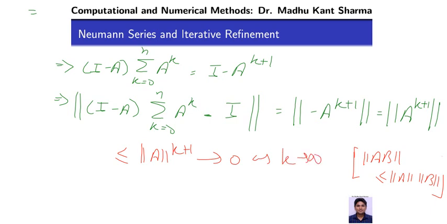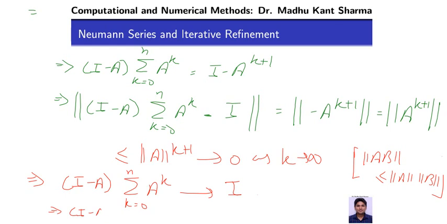So I'm through. This implies I minus A times the summation k equals 0 to n of A to the power k tends to I, the identity matrix. Hence our claim: this implies I minus A inverse is equal to the summation k equals 0 to infinity of A to the power k.